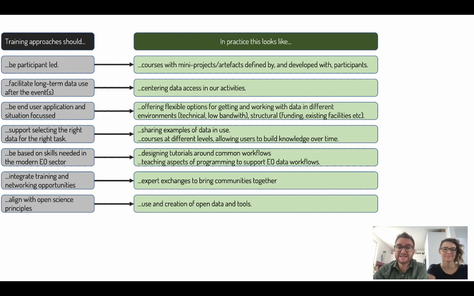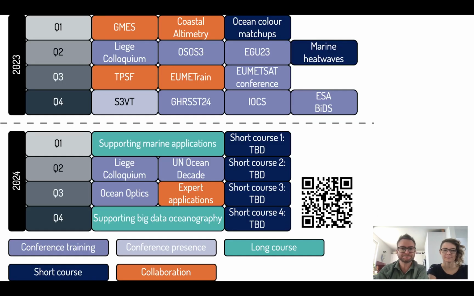And we focus on end applications that are situationally relevant and also fit within the paradigms of the working structures that you operate in. We select the right data for the right task, so provide examples that are relevant to you. And we tend to build skills that are relevant to the modern EO sector, such as code-based learning as far as possible, and where we can, expansion into cloud-based environments. And we always align with open science principles, and we always include networking opportunities within our training.